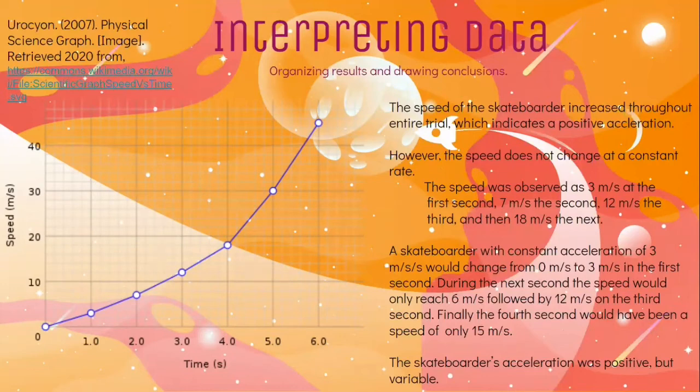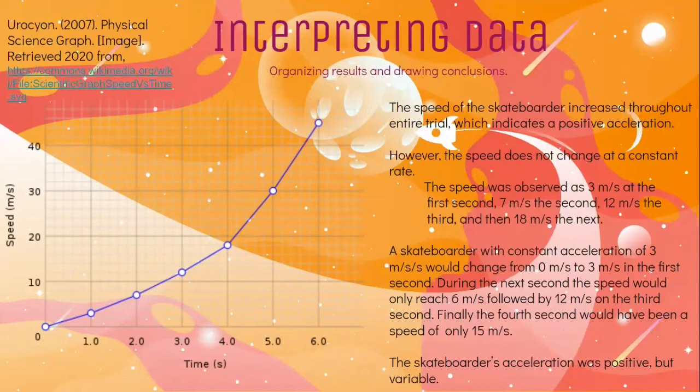It's still going to explain this first statement that we've made. A skateboarder with constant acceleration of 3 meters per second would change from 0 meters per second to 3 meters per second in the first second. During the next second, the speed would only reach 6 meters per second, followed by 12 meters per second on the third. Finally, the fourth second would have been a speed of only 15 meters per second. And so this is showing a contradiction between what it means to be constantly accelerating and what the results of the experiment are indicating with the measurements that were taken.